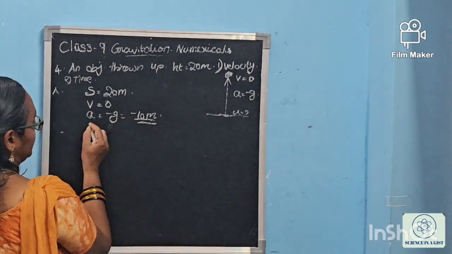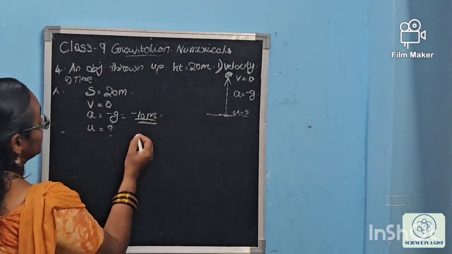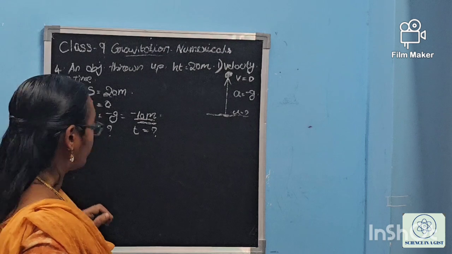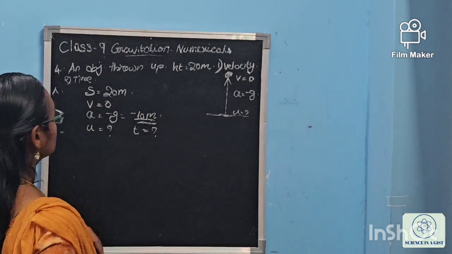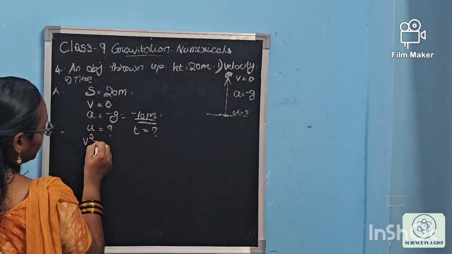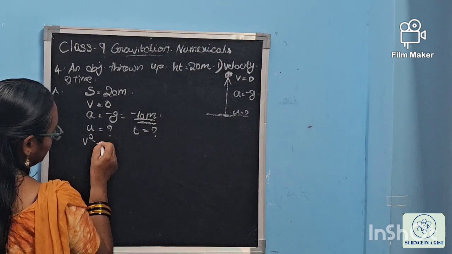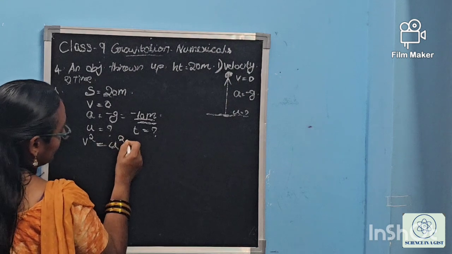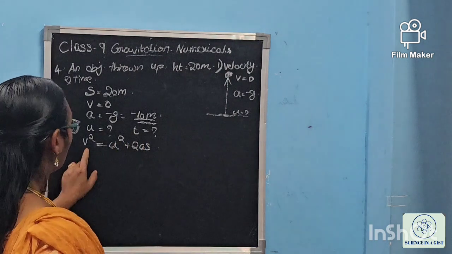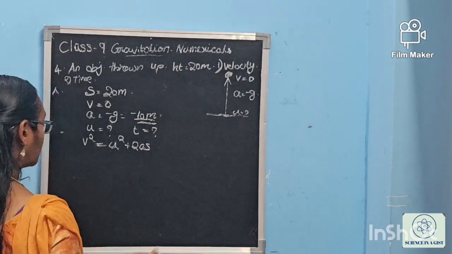Find out the velocity. Initial velocity is what? That is the first question. And the second question, time taken t is equal to what? Okay. How can we solve this kind of problem? We can solve it this way. v square is equal to u square plus 2as. Here v we know, a we know, s also we know, u we have to find out.